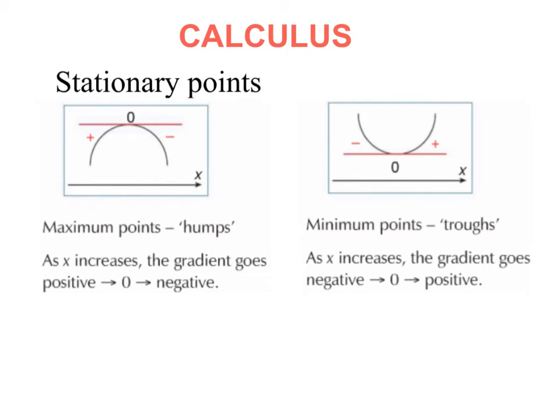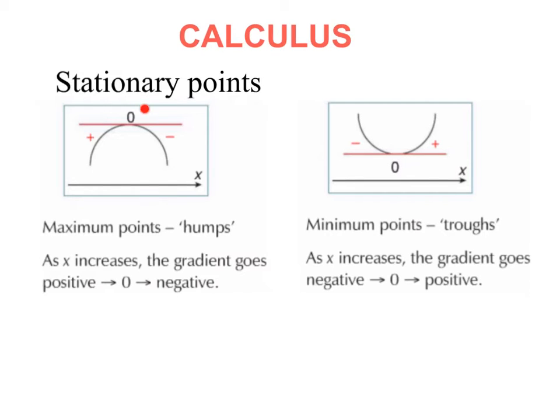So, with a maximum point, as x increases, the gradient goes positive, then to 0, and then negative. So we can see that as x increases, so as x moves along our x-axis, moves along to the right, the gradient of a tangent to that curve would be positive, would have a positive slope. Then when it touches the maximum point, it would be a flat line, so it would have a slope of 0.